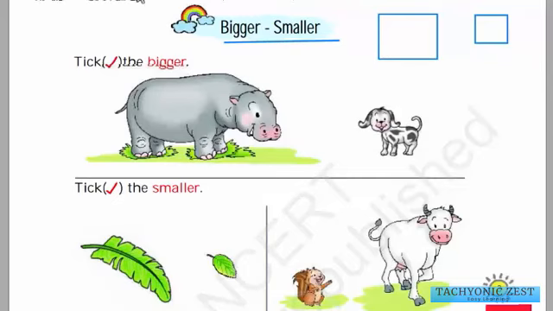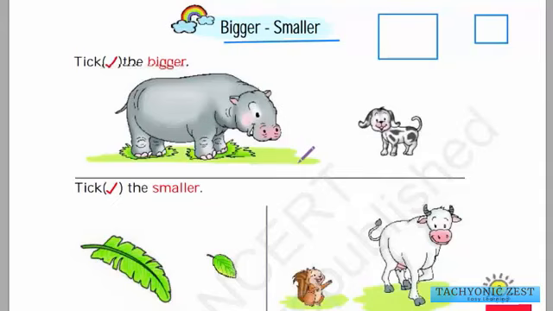Now we'll have to tick the objects which are bigger. In this question they have given two diagrams. This is the picture of an animal which is a hippopotamus. This is the picture of a dog. Now we need to tick the animal which is bigger.